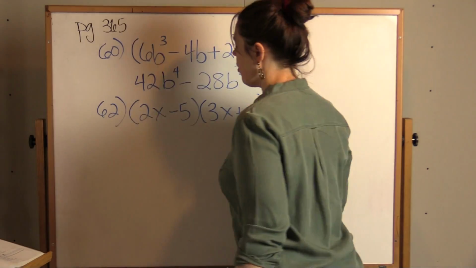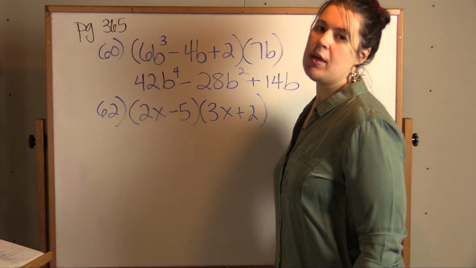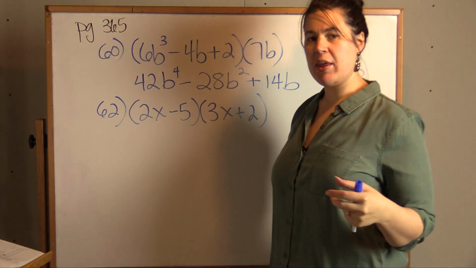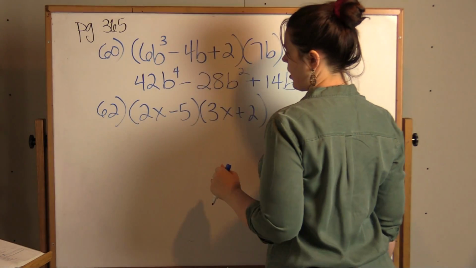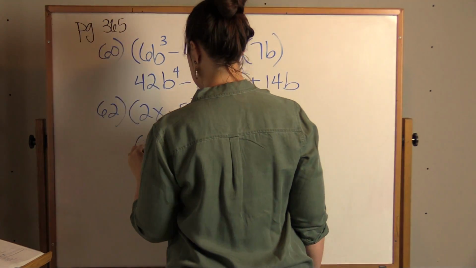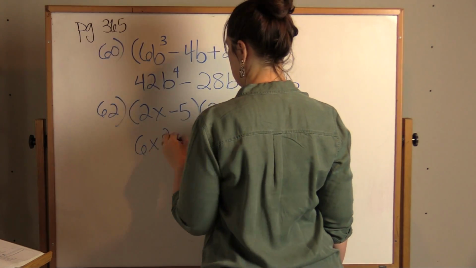All right, so now we have a binomial times a binomial. This is where we do our FOIL method: first, outer, inner, last. So first, 2x times 3x. 2 and 3 is 6. X and x is x squared.